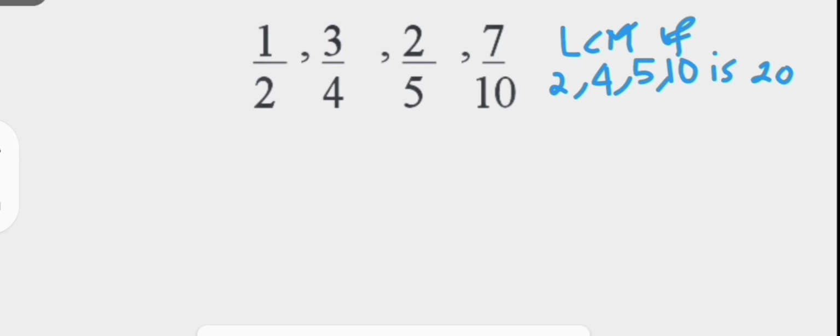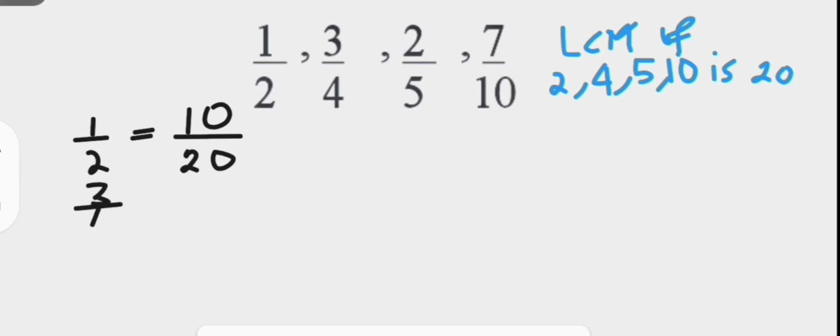So starting with 1 over 2, we are looking for what is to become the numerator. So what we do here is we say 20 divided by 2, the denominator, that gives 10. Then the same 10 multiplies 1, that gives 10 over 20. The next is 3 over 4. The equivalent fraction must have a denominator of 20. And 4 in 20 is 5. So we use the same 5 to multiply 3. And that gives 15.